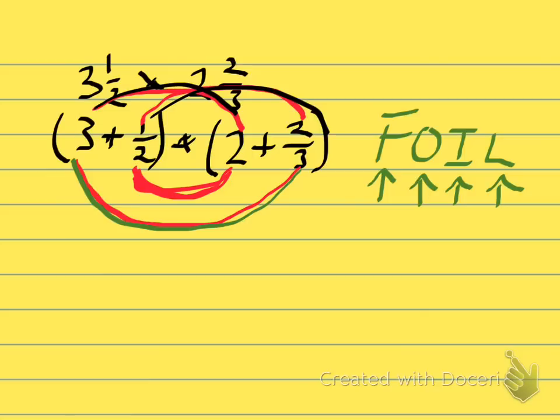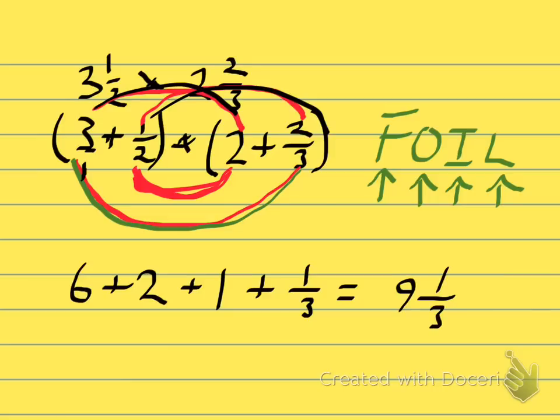So if I go through and do all these, the first 3 times 2 is 6. The outer 3 times 2/3 is actually, think of 3 as 3 over 1. So it'll be 6 over 3, which then reduces to 2, or you can cancel the 3's and you'll get plus 2. The inners is 2 times a half, which is plus 1. Half of 2 is 1. And finally, a half of 2/3, if you multiply those, the 2's cancel and you get 1/3. And if you add all this up, you get 9 and 1/3.